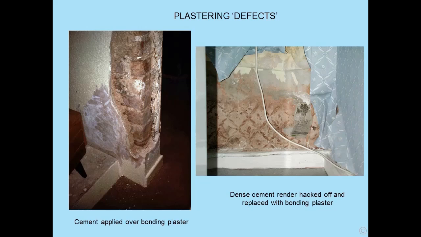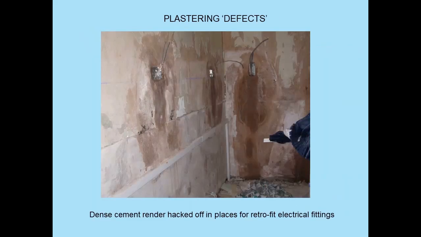The drawing on the right, problem in the north, no problem in the property for years. The occupant had a new cooker. They hacked off the old dense render that was designed to be used following a damp-proof course and buried the electrical cable in the wall. They used bonding plaster and there was a problem. Similarly here, dense cement render hacked off in places for retrofit electrical fittings. The original plasterwork was working fine, holding the moisture and salts back, but in this case they hacked it off to fit the electrical fittings.